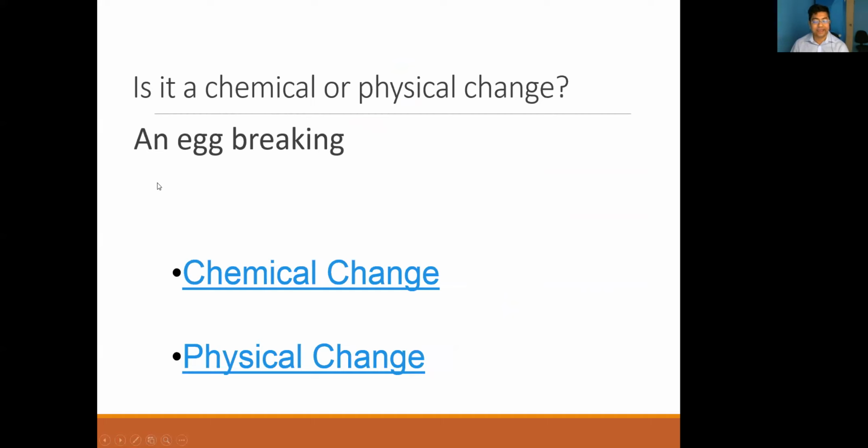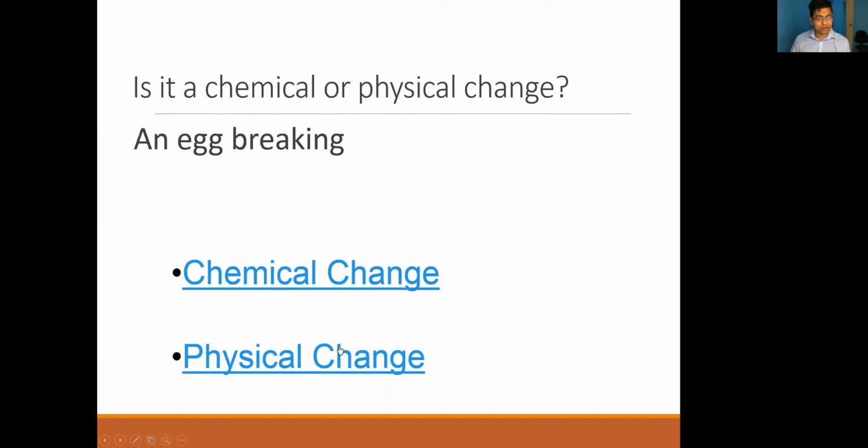Now, an egg breaking. So you'd like to make an egg sandwich. You have to break the egg and you need to cook. Okay? So you're not doing anything. It's just changing the shape. So it should be a physical change.